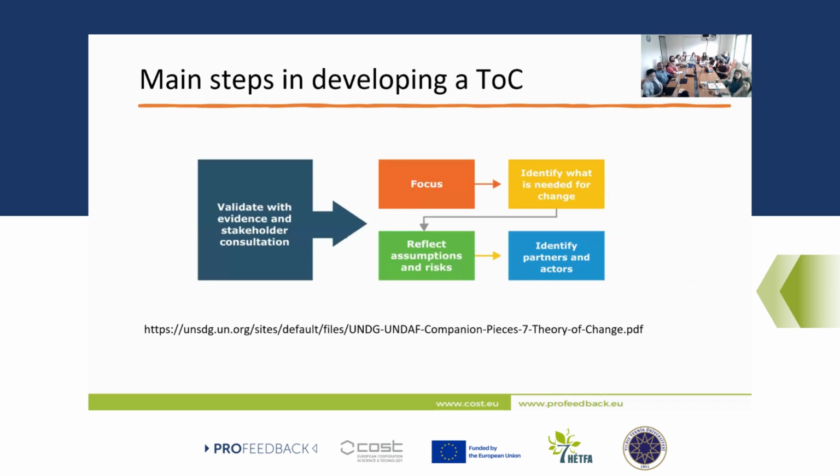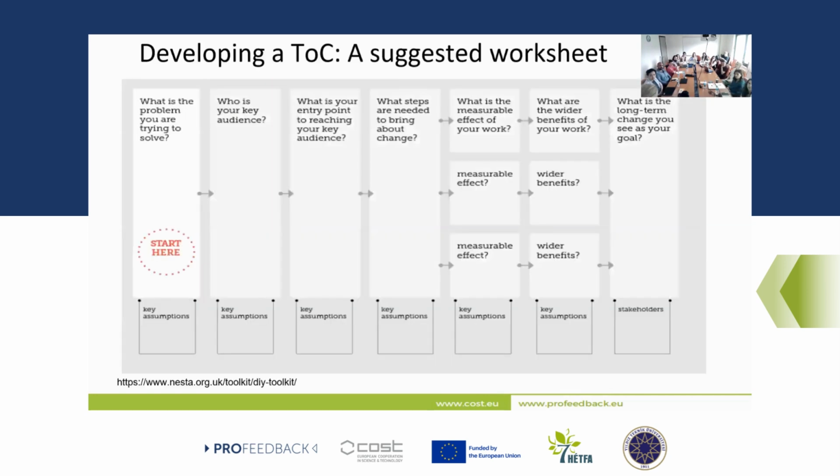Yeah, so the main steps are these. We talked yesterday about the importance of consulting stakeholders when we develop a theory of change: stakeholders, beneficiaries, people in the community, the leaders of the community, and the funding agencies, the funders. So we have to talk about that. Focus and identify what needs to change, reflect on assumptions, and identify other relevant actors and factors. I will skip this.